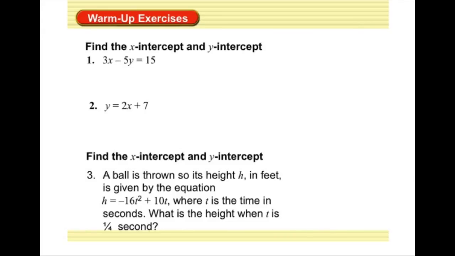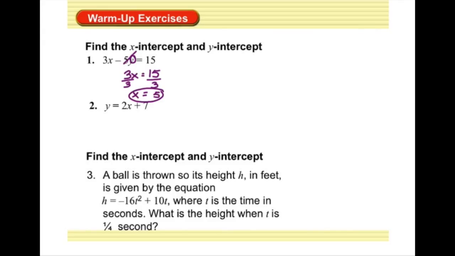So first, I'm going to substitute y for 0. That's just because it's the second term in my equation, so I feel like it's easier to get rid of. 5 times 0 is 0, so I just delete it. And I say 3x is equal to 15. 3 times x equals 15, so 15 divided by 3 is x equals 5. So when y is equal to 0, x is equal to 5, and so that tells me my x-intercept is 5.